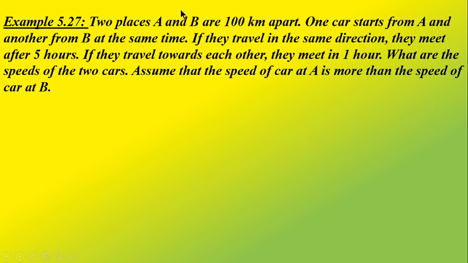Example 5.27. Two places A and B are 100 km apart. One car starts from A and another from B at the same time. If they travel in the same direction, they meet after 5 hours. If they travel towards each other, they meet in 1 hour. So what are the speeds of the two cars? Assume that the speed of the car at A is more than the speed of the car at B.